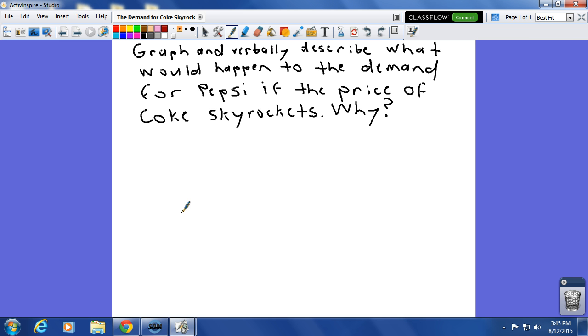So first thing we need to do is go ahead and graph our original demand curve. So we have our y-axis and our x-axis. We have price represented by the variable P on your y-axis. On your x-axis, you have quantity, which is represented by the variable Q, and we're looking at the market for Pepsi, so we're looking at quantity of Pepsi.